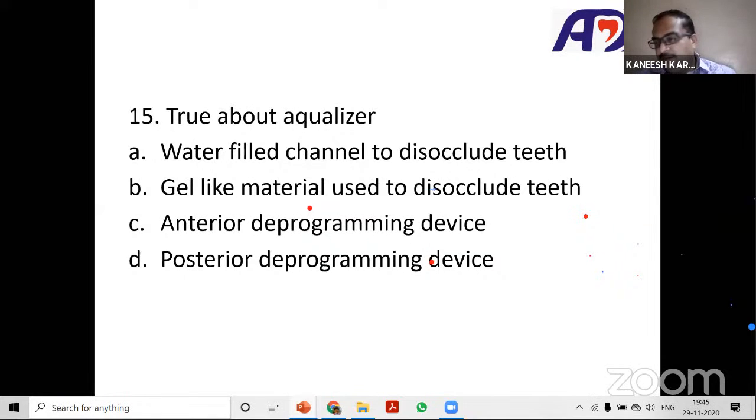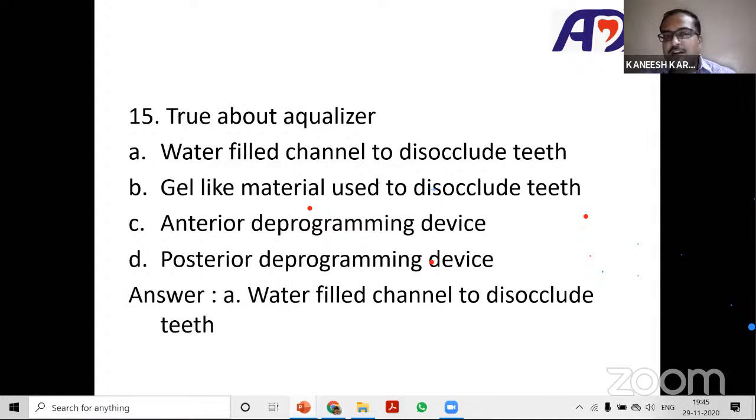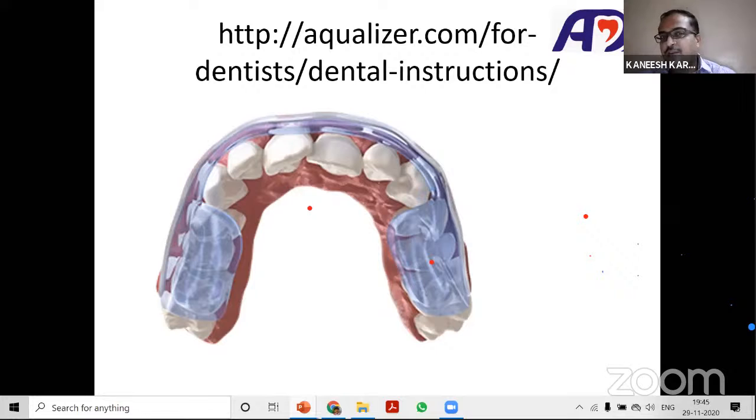What is an aqualizer? To be frank, I also didn't know what an aqualizer is before reading this question. So there are so many advances we may not know about, so don't worry about all that. It is a water-filled channel to disocclude teeth like this, to relieve stress to the TMJ. It is like a soft splint.